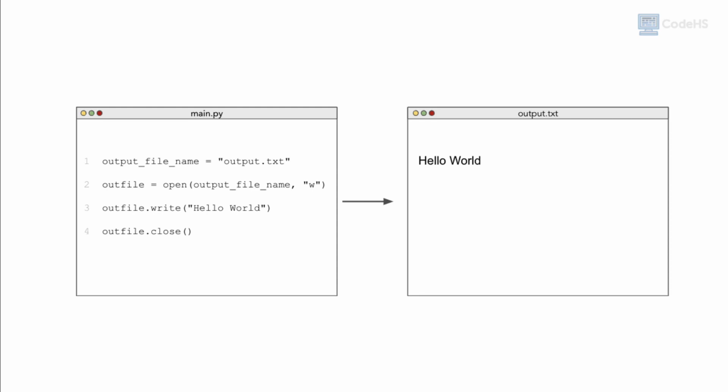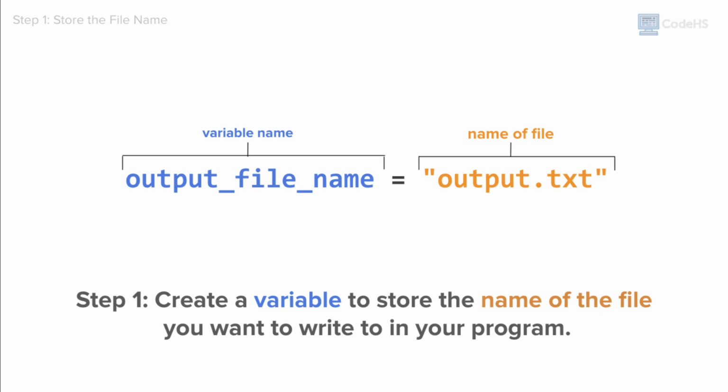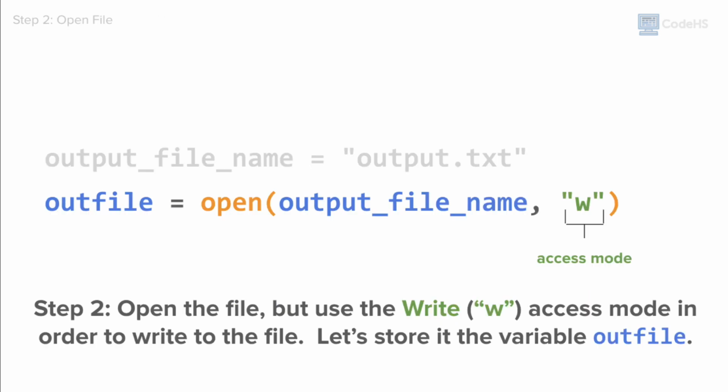The first step is to store the name of the file we want to write to in a variable. That way we can more easily access it later. For example, if I wanted to write output to a file called output.txt, I could store it as a string in a variable named output file name.